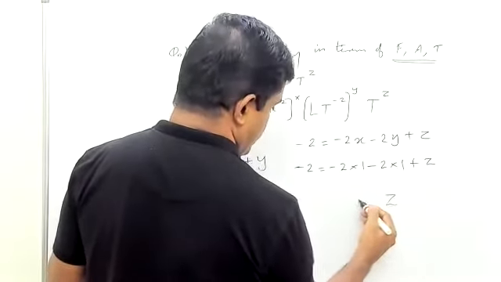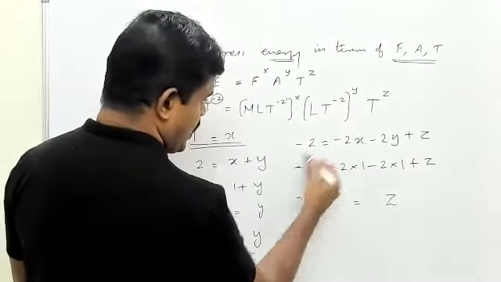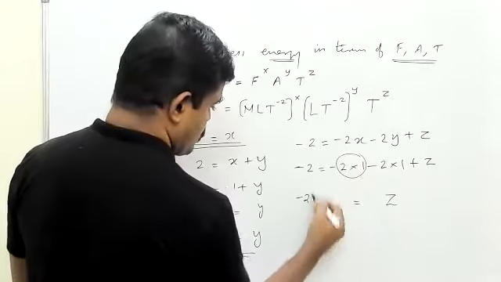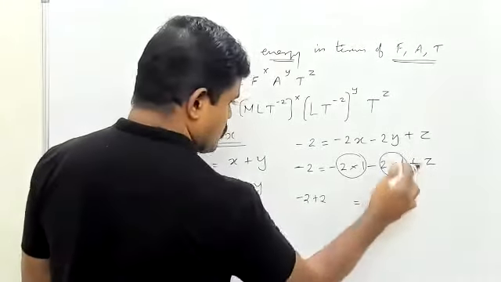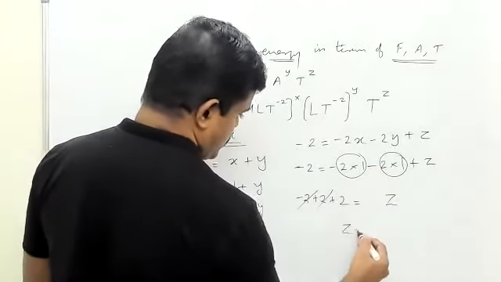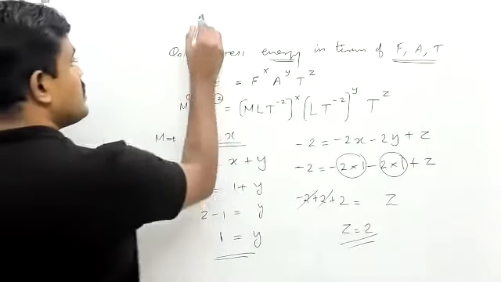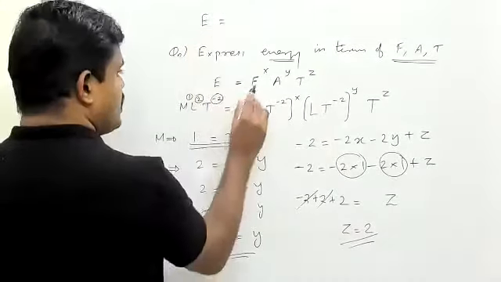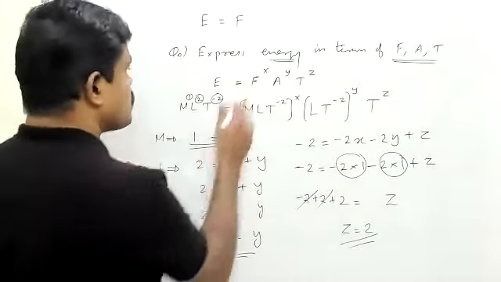So I keep this z alone on the right hand side. I have -2 here, -2. This -2 comes to the left side to become +2, and this -2 also comes to the left side to become +2. So -2 plus 2 cancel, z is equal to 2. Now finally I can write my expression. Energy is to be expressed, right? F raised to x. F raised to x is what? x is 1.